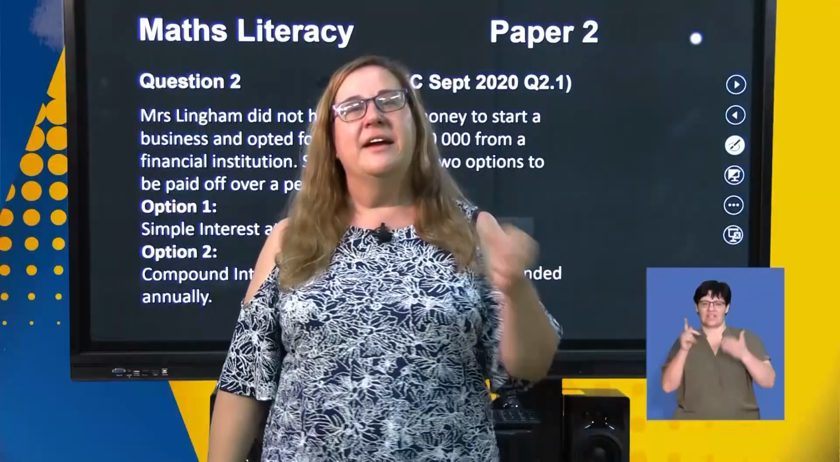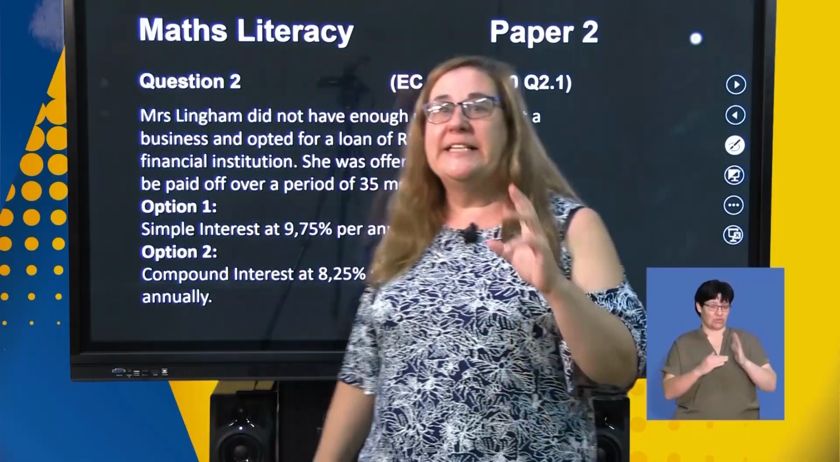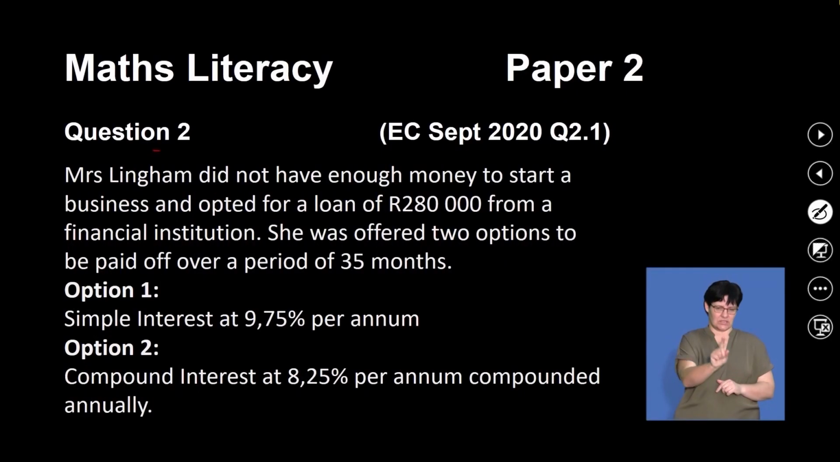Thanks, Looney. Welcome back, Matrix. And let's see what our next question is. So we got question 2 from an Eastern Cape paper. We've got Mrs. Lingham did not have enough money to start a business and opted for a loan of 280,000 Rand from a financial institution. She was offered 2 options to be paid off over a period of 35 months.